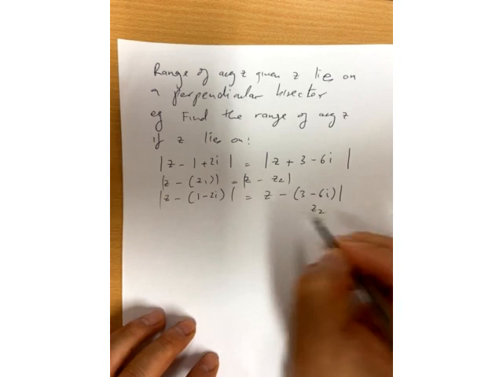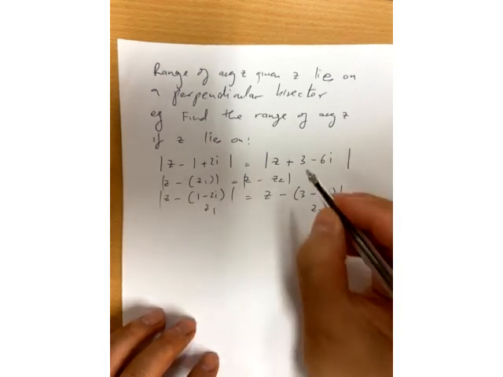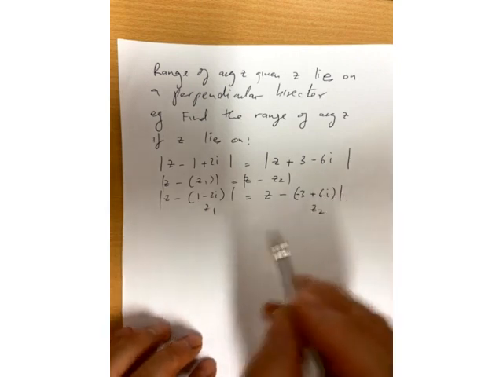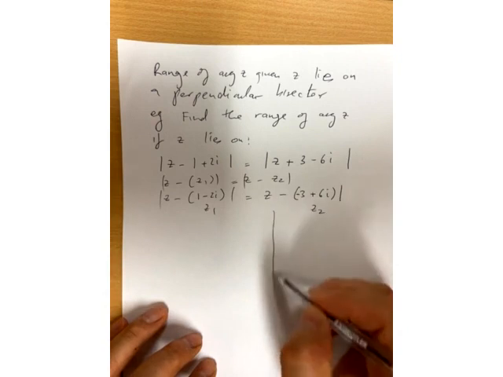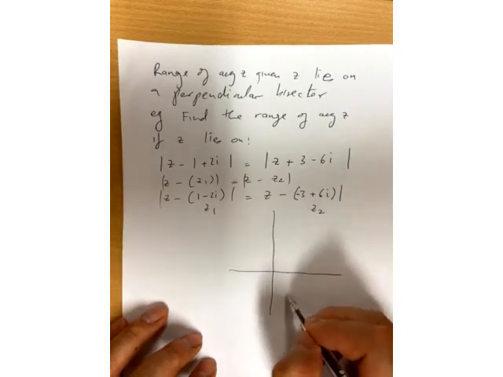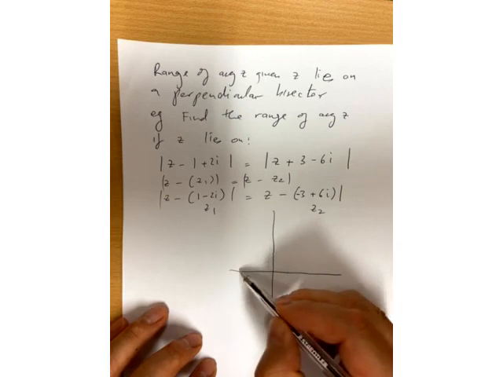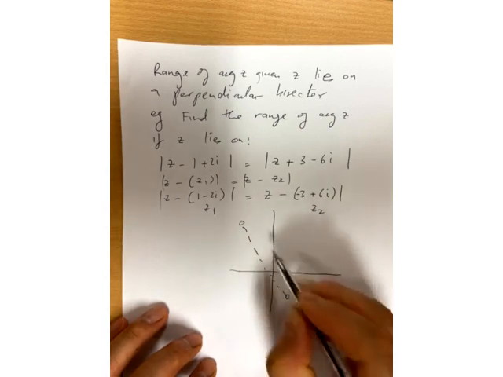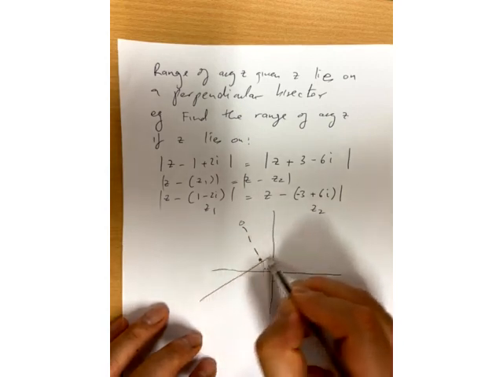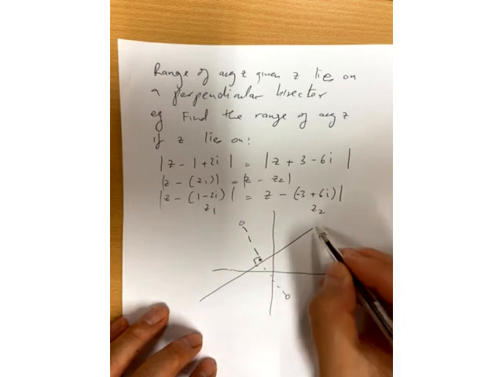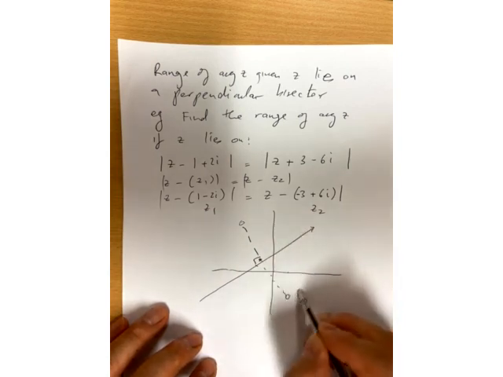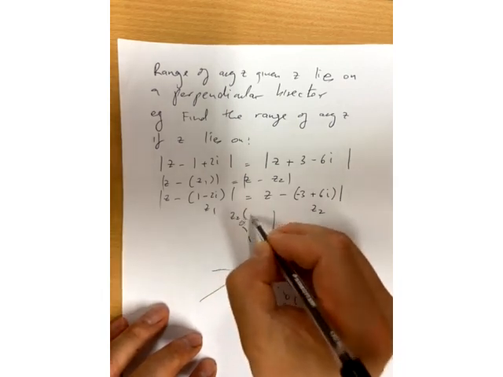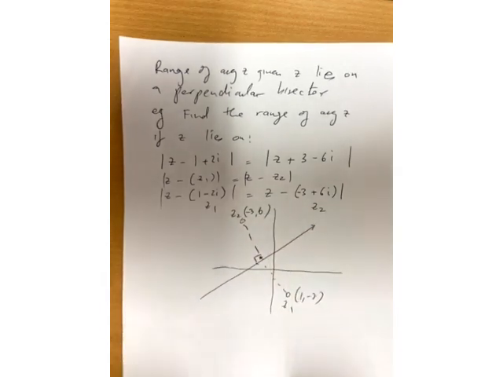So this is your z2, this is z1, and that's minus, so it's going to be plus here. So the z1 here is at (1, -2), and z2 here is (-3, 6). So it's over there. And then you join these two points, you find the midpoint, you find that line there, which is a perpendicular bisector. So this is (1, -2), this point z1, and this point z2 is (-3, 6).